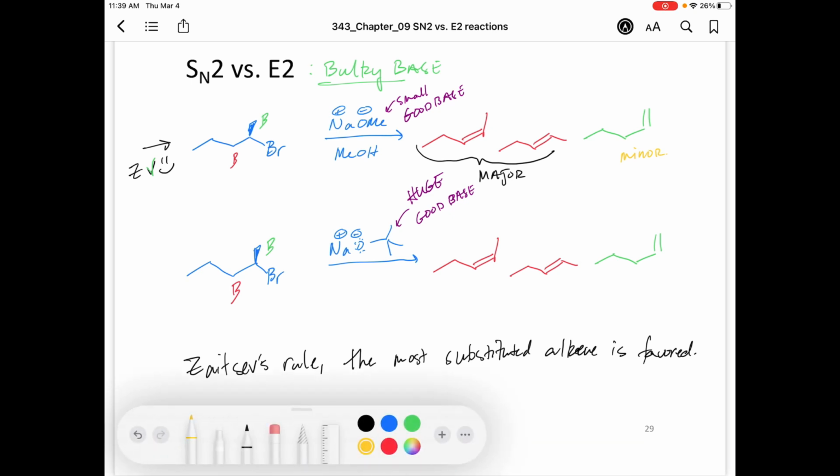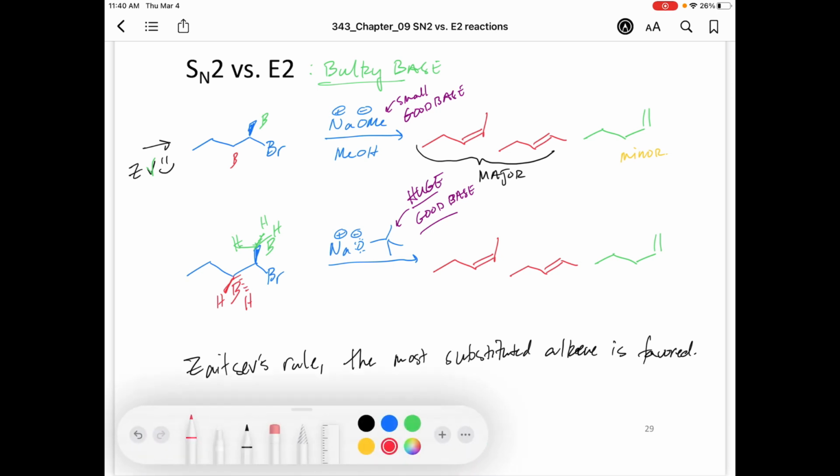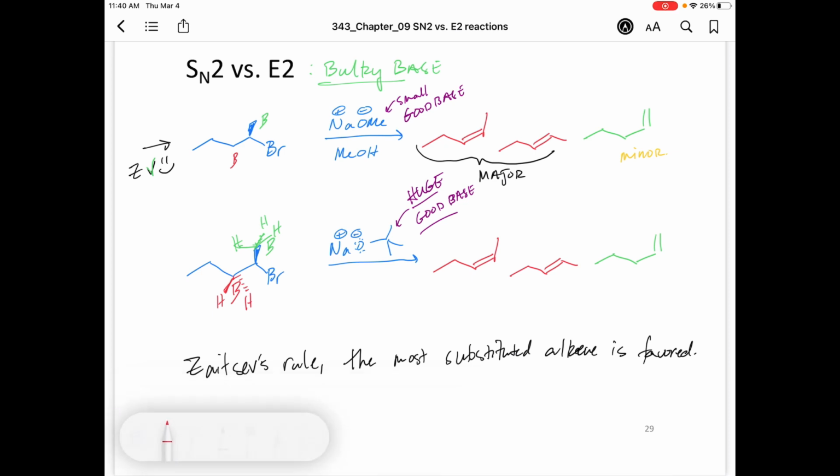Now, what about if we use a really big base? This thing is huge. Remember that our protons on these two different beta carbons have different steric profiles. And when we look at them, we see that the one on the bottom, the one drawn in red, is right beside this ethyl group. And this ethyl group actually makes it less likely for this huge base to come and deprotonate it.